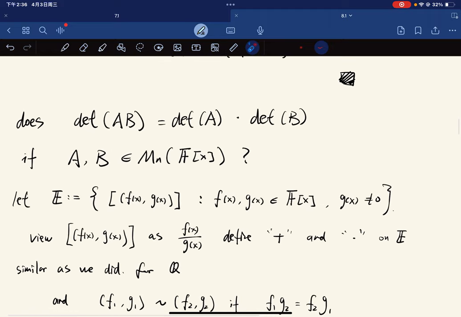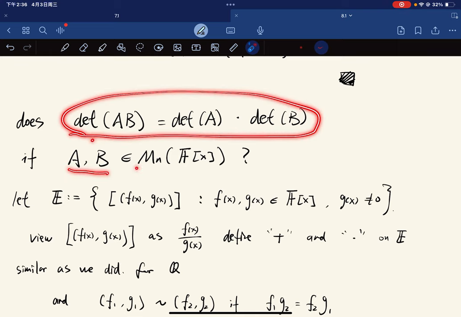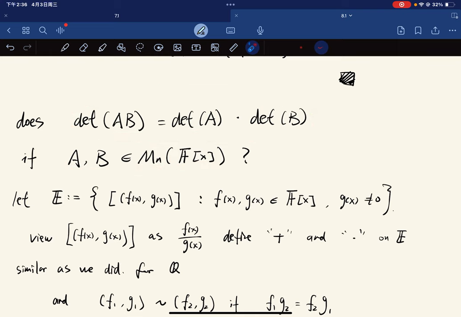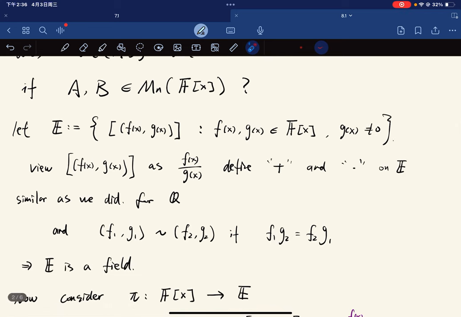So now we're going to pose a new question. Do we have this property if A, B are matrices of polynomials, so that each entry of the matrix is a polynomial? The answer is yes. Because if we let E be the set of equivalence classes of the field of quotients, where we view elements as f(x) over g(x), and we define addition and multiplication on E similar to what we did for the rational numbers.